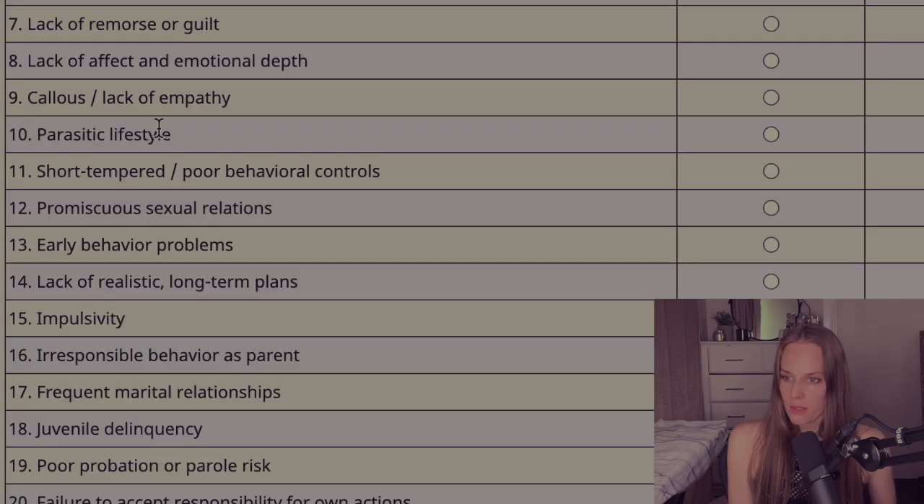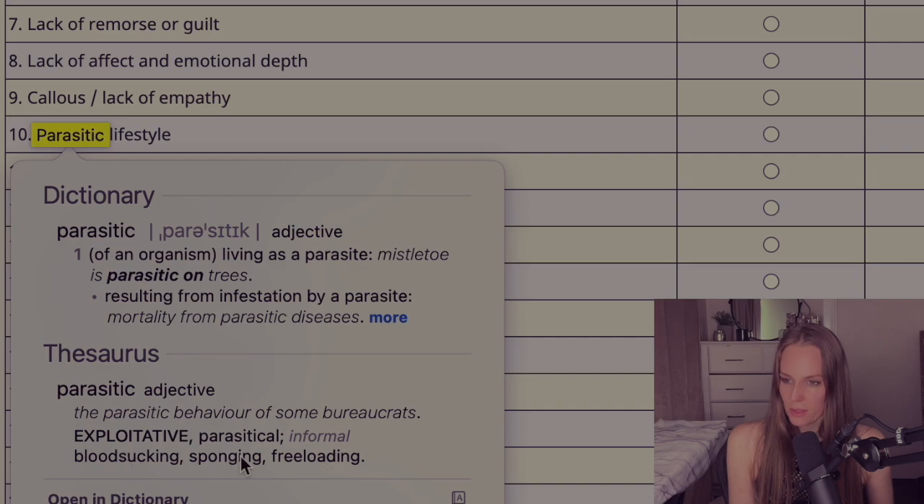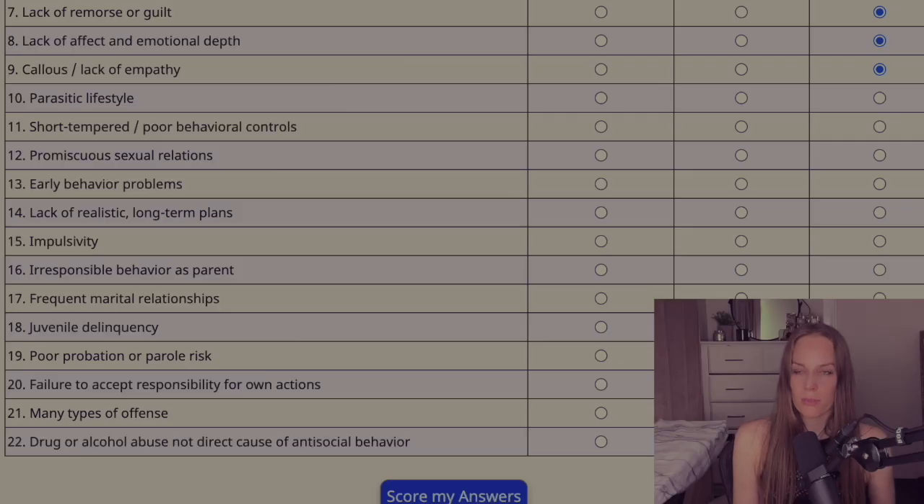Number 10 is a parasitic lifestyle. I believe that means someone who's mooching, freeloading, blood-sucking. I've had a friend who was like that, and I definitely don't consider myself that way. It takes a lot for me to ask someone for money or help or anything, except my parents. That's called being a millennial, so I say definitely absent for that one.